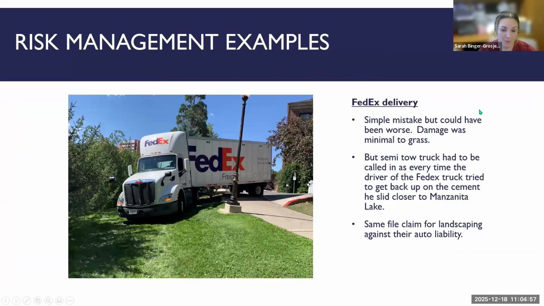Now, moving on to another example, we had a FedEx delivery where the FedEx truck was sliding down a grassy hill and almost getting closer and closer to Manzanita Lake. And a semi truck had to be called in to pull the truck out. So this is one where we had to file a claim to repair the landscaping against their auto liability insurance. And luckily nobody was hurt. It was just minimal damage to the grass. But again, this is a great example of why we require auto liability insurance.